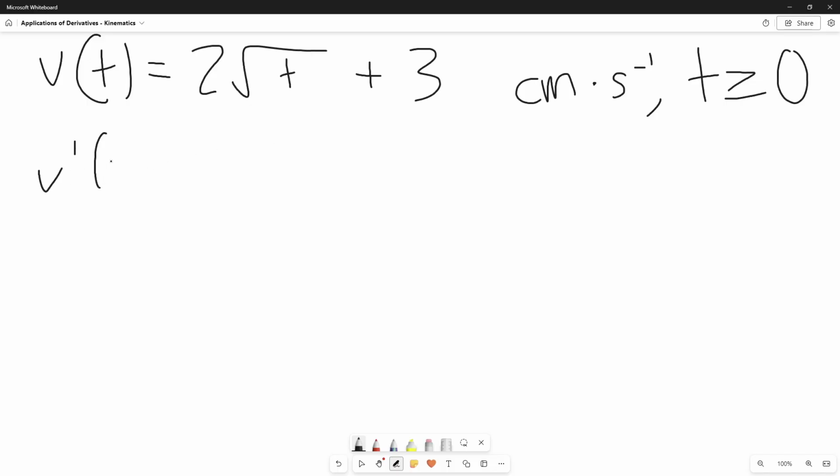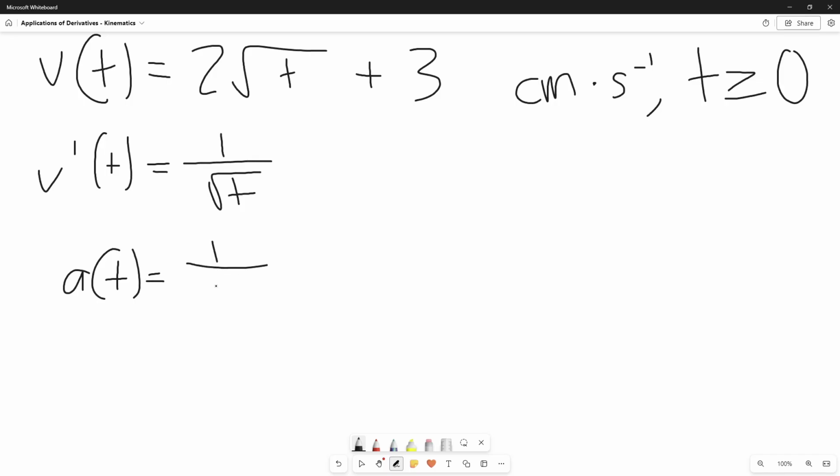So v prime of t is equal to 1 over square root of t. And that's basically it. That's our acceleration function. Acceleration is 1 over square root of t. And for this one, the unit would be centimeters per second over second, but we can't write this in division. We just write centimeters times second to the power of -2. And that's our unit of acceleration for this.